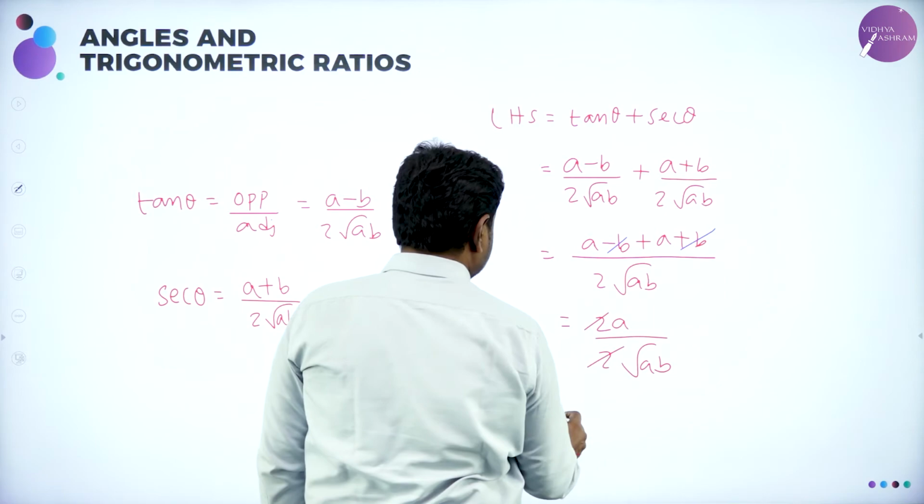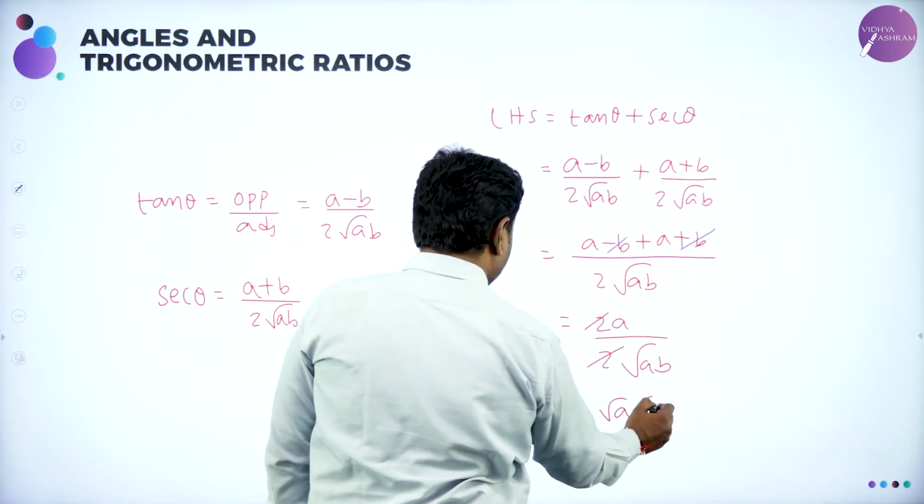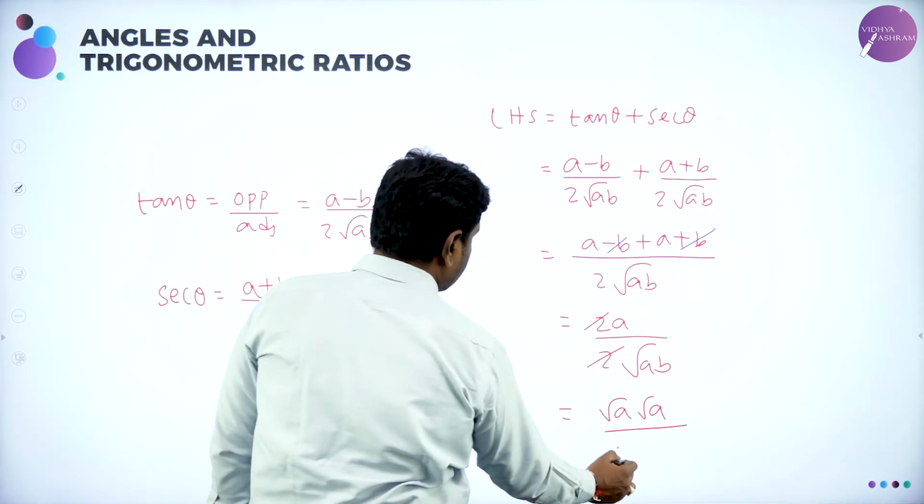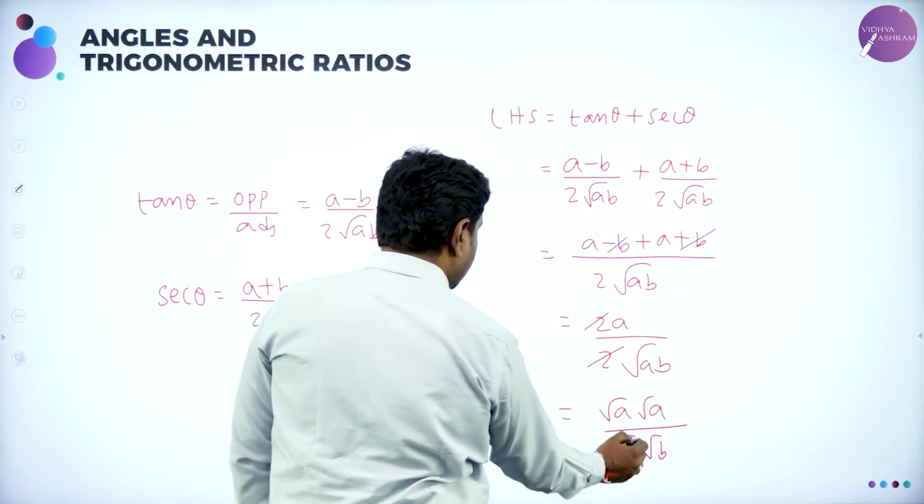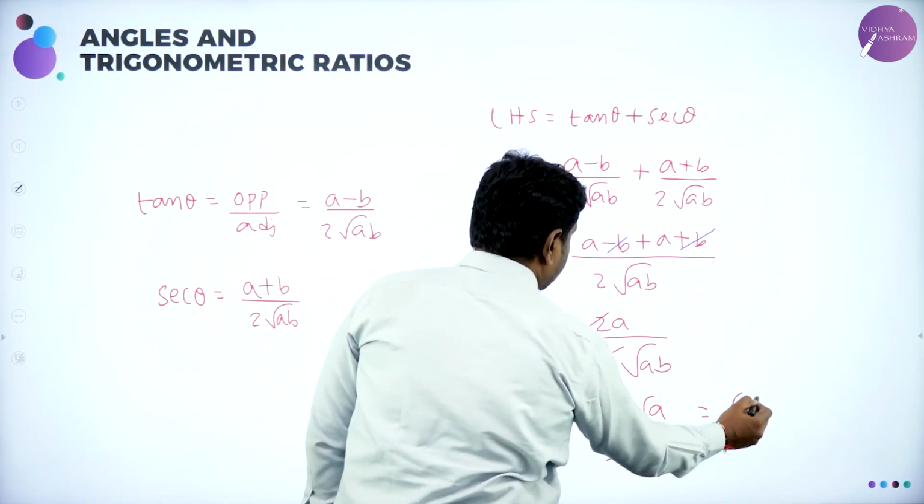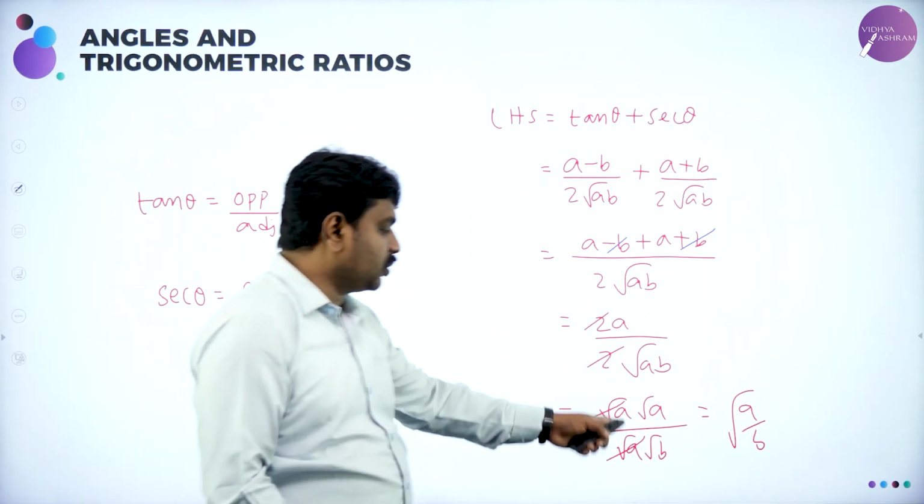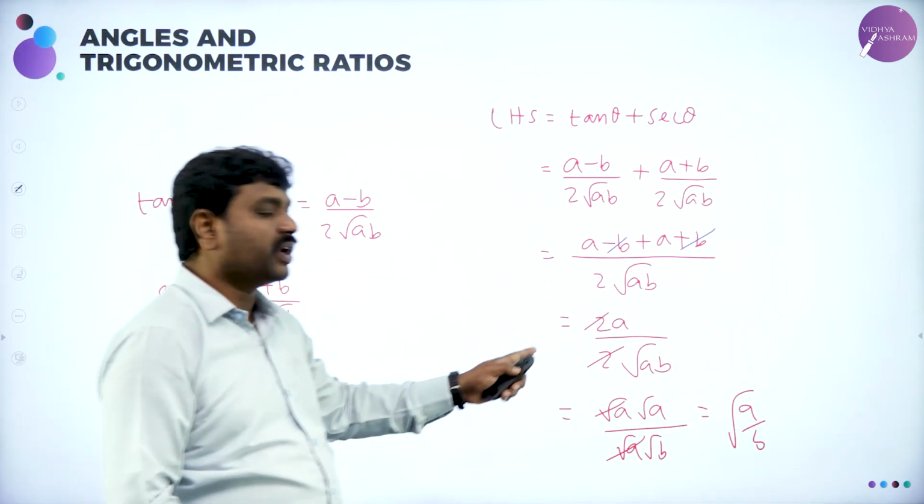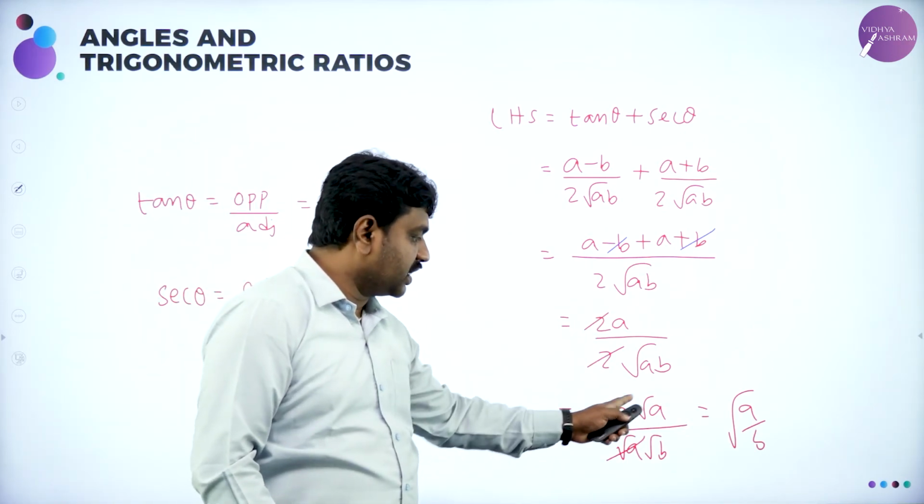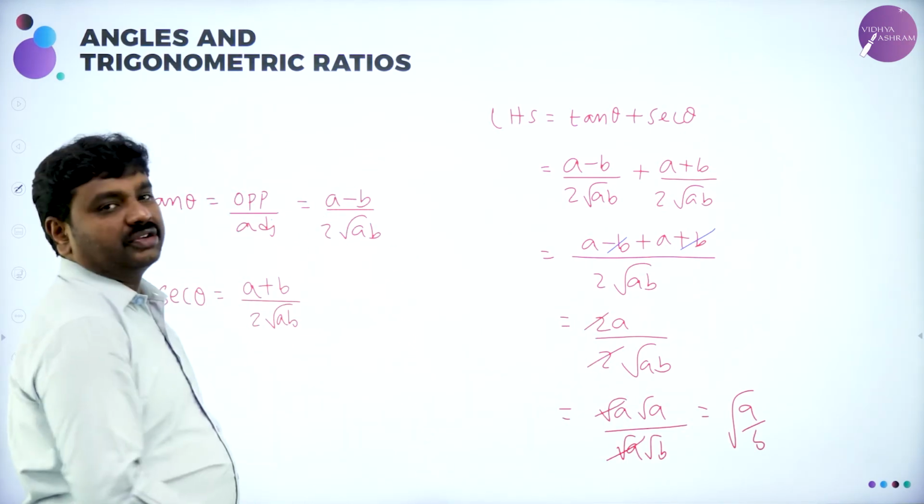So 2 cancels. Now numerator a can be written as root a into root a. Denominator I can write root a into root b. Root a cancels. I'll get root of a by b. They wanted to prove root of a by b. We got it. Root a by root b can be written as root of a by b. Hope all of you got this.